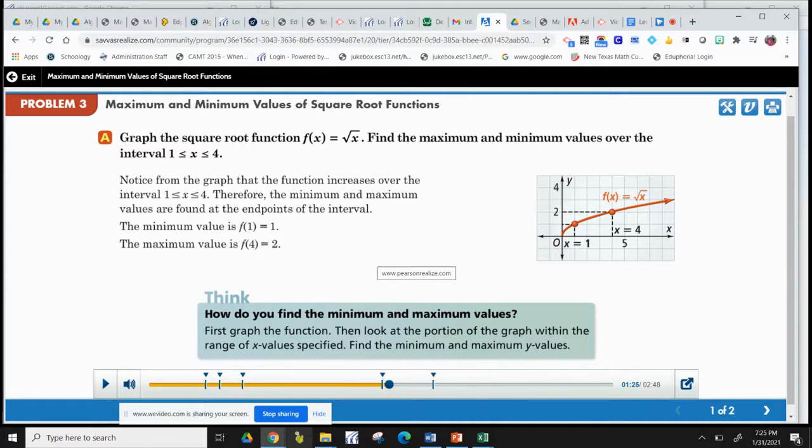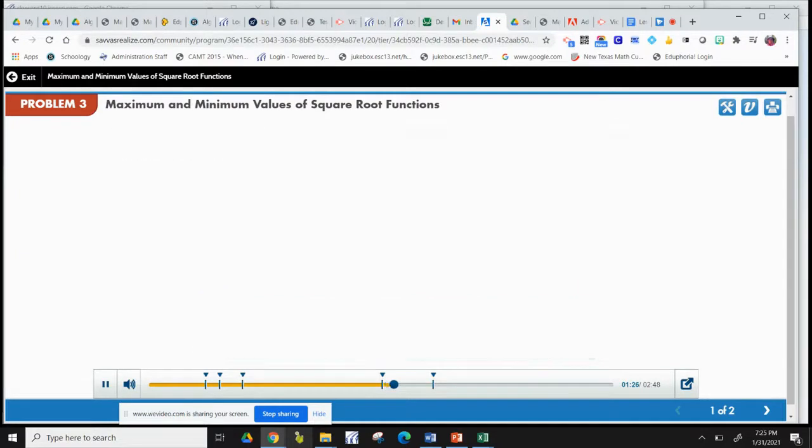So you can graph those and look where those two numbers are that it gave you for the interval, look between those two, and find the lowest point and the highest point. Or, I think what it's going to tell you in a minute, you can also plug those numbers in, like the square root of 1 is 1, the square root of 4 is 2. You can also do it that way. That's what they're going to tell you.